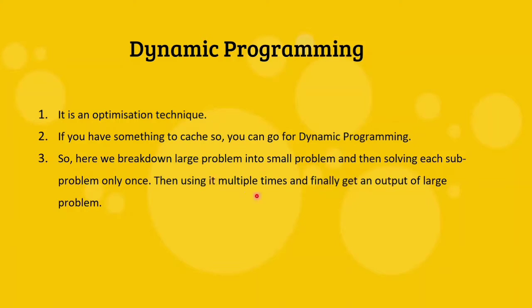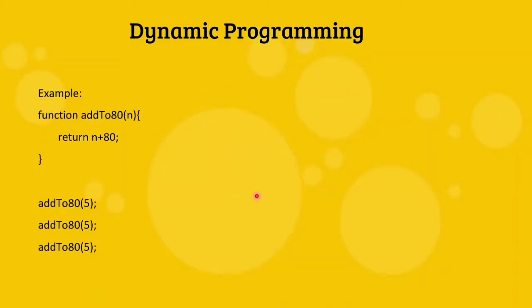Let's understand dynamic programming with an example. Here we have a simple program where we are adding 80 to our number. Let's try to write this code in our Visual Studio and see the answer.